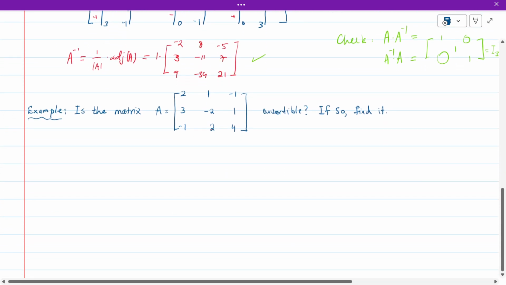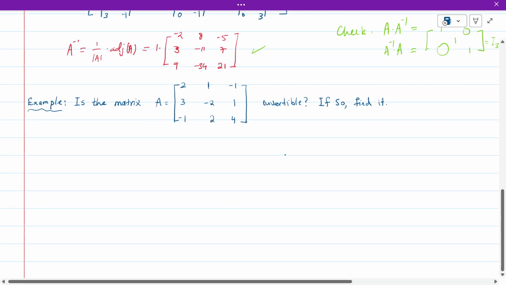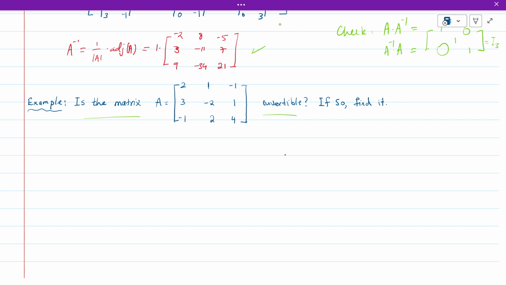Okay, you can do it. Another example is this one. So we have two questions. It says, is this matrix invertible? Now, if you remember, we say that a matrix A is invertible if the determinant of A is not 0.